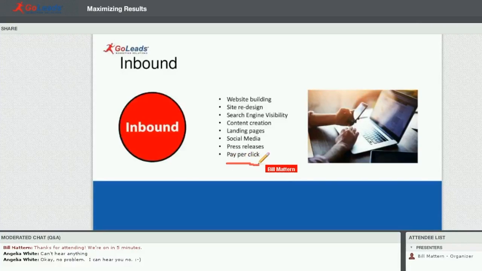Pay-per-click. I was going to say, you saw me about to underline this. This is a weird one for inbound. Why did you put this in inbound?